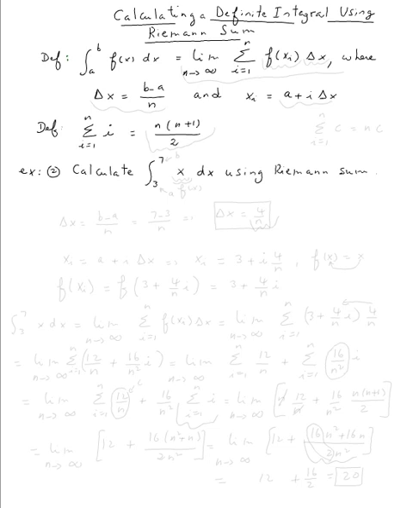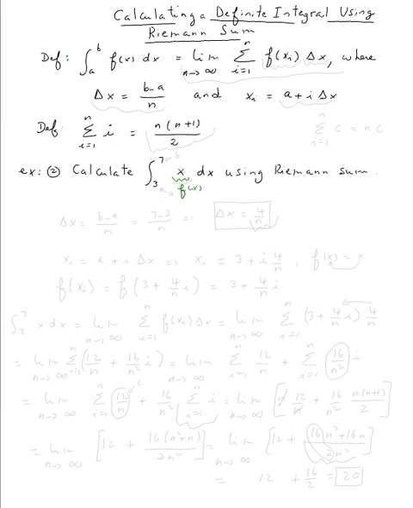The topic is calculating a definite integral using Riemann sum. We have the definition right here, so all we need to do is this second example. We did one example, so for the second example we need to find the integral of x from 3 to 7 dx. So first of all, we know this is my f of x, right?